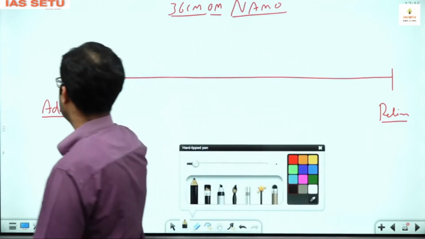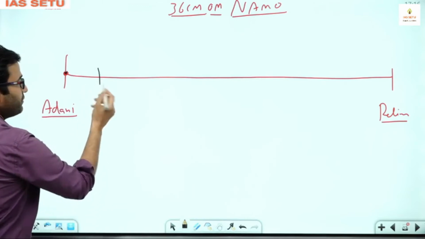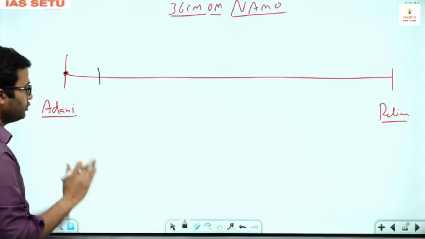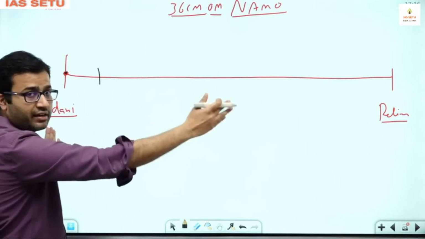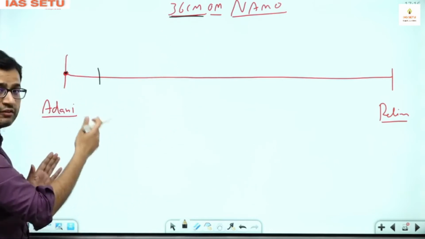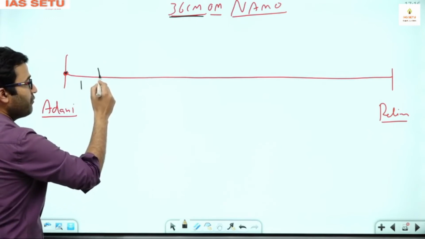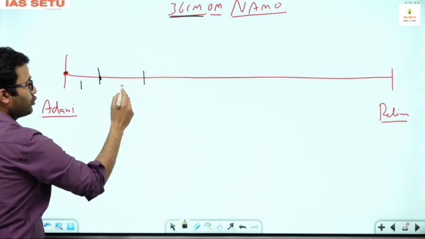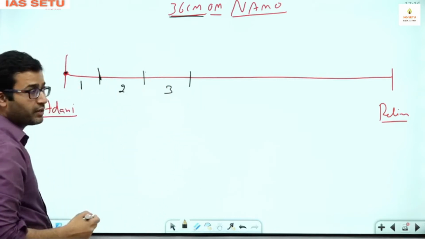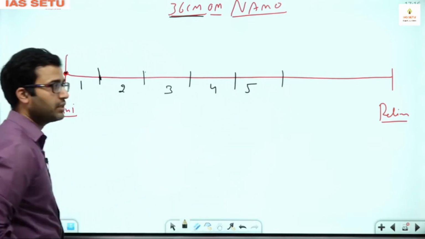So here, from Adani, we put one point which is 1 centimeter away. You have to focus on the color. I explain the question. The two ends, Adani and Reliance, are 36 centimeter apart. From Adani, the first point is 1 centimeter away. The next point is 2 centimeter away from this. The third point will be 3 centimeter away. The fourth point will be 4 centimeter, 5 centimeter, and so on.